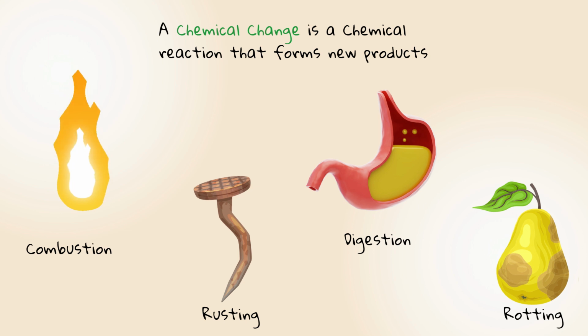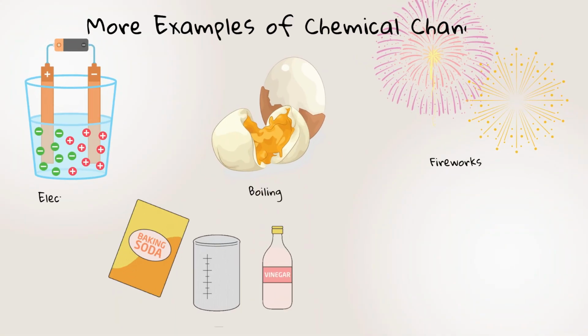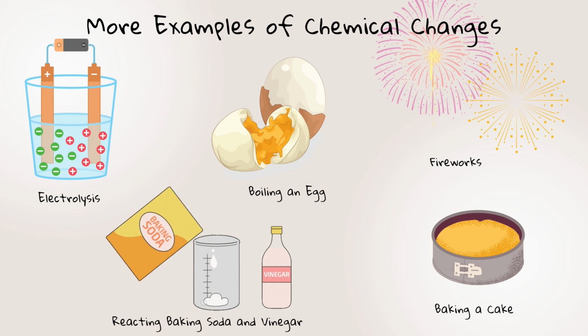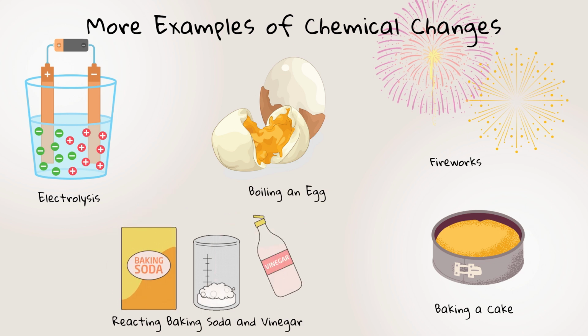A chemical change is a chemical reaction that forms new products. For example, combustion, rusting, digestion, and rotting. Here are some more examples of chemical changes: electrolysis, boiling an egg, fireworks, reacting baking soda and vinegar, and baking a cake.